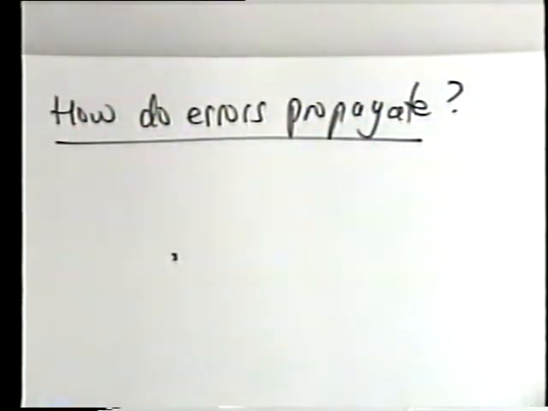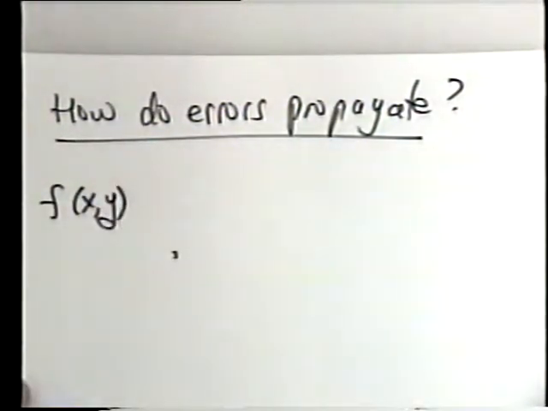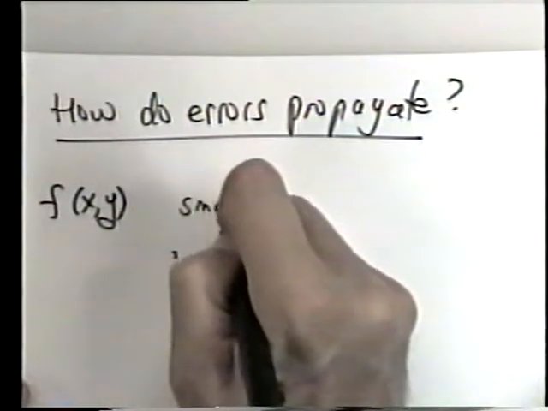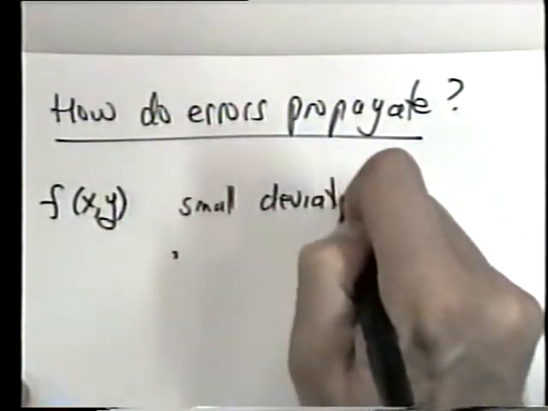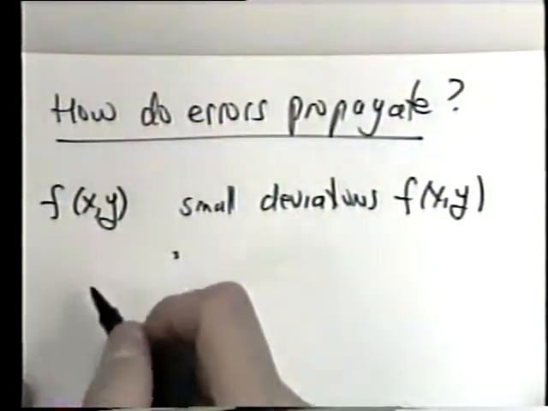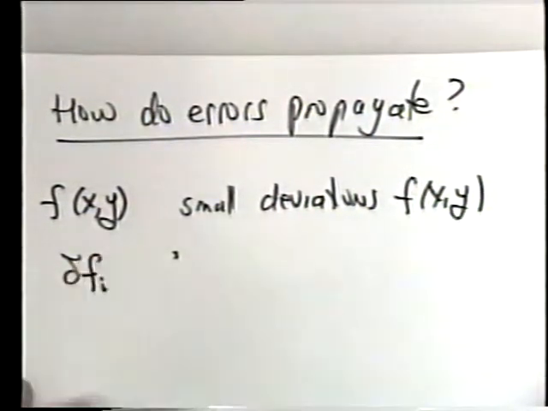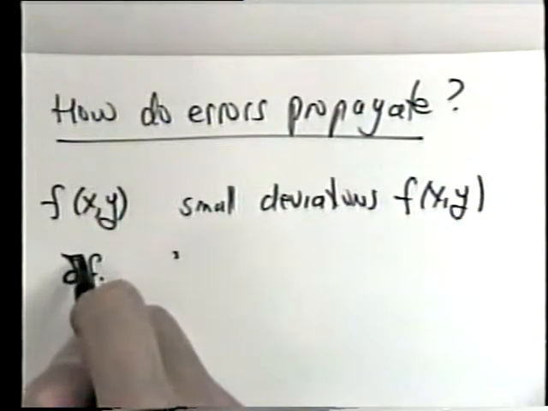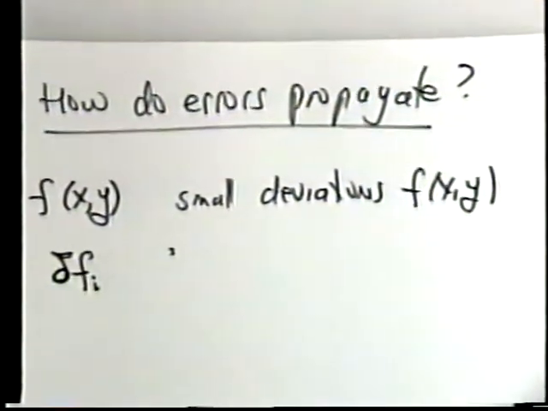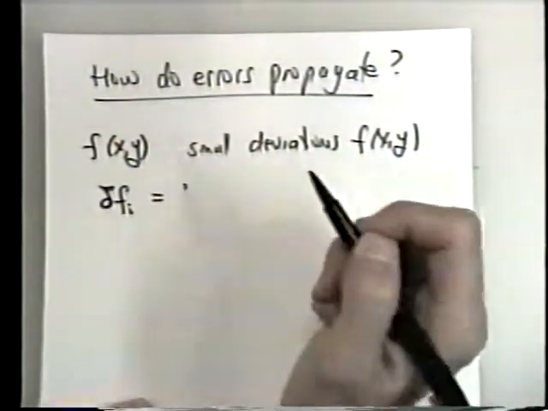I don't think this is covered in Spiegel, but I don't remember. It may be. Let's look at some function f of x and y, and let's look at small deviations or errors in this function f of x, y. We'll call these small errors delta. This is a Greek lowercase delta instead of an uppercase delta, because apparently this is a lowercase Friday, so everything is going to be lowercase.